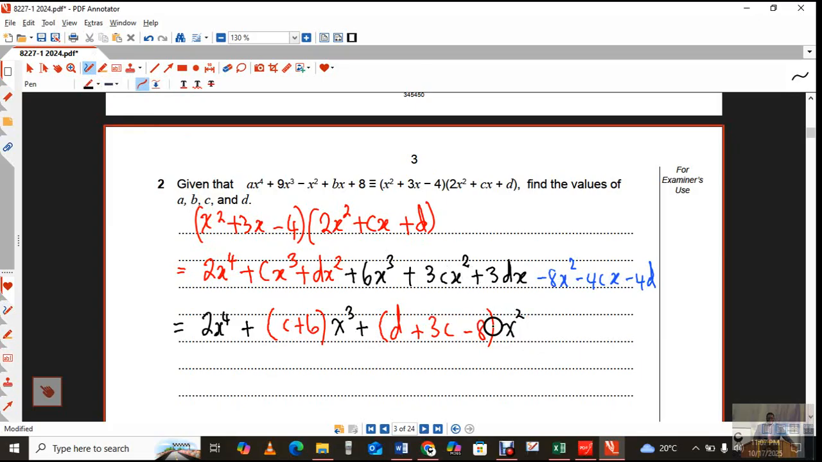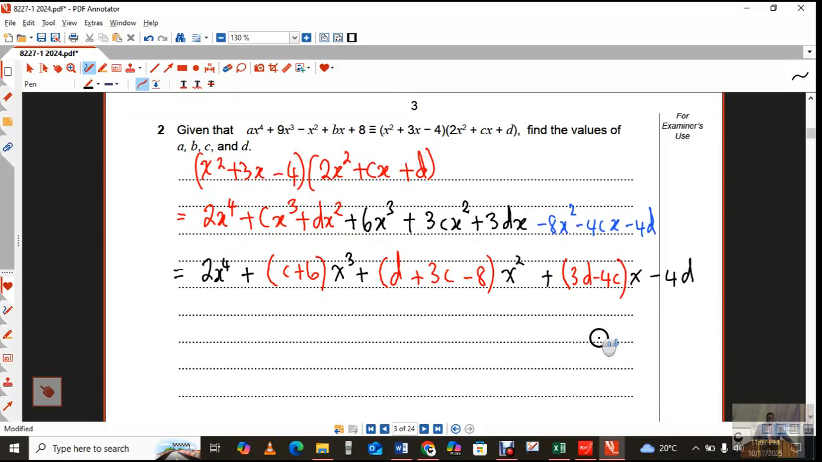Because I'm not done with my x squared, I'm going to look at my terms that contain my x. So the x coefficient is 3d, which is over here, minus 4c. Can you see that? So that's minus 4c. All of these have the coefficient of x. And then lastly I'm going to have the negative 4d. That's the constant term.